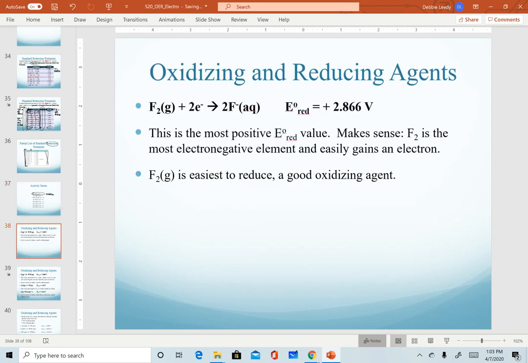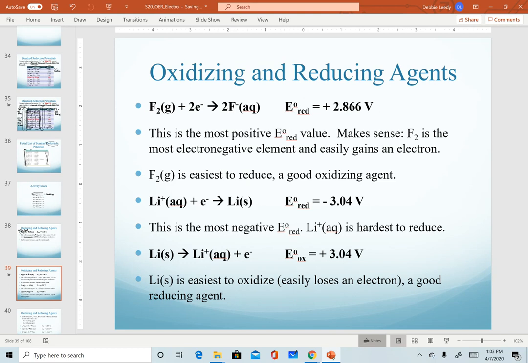So as a quick summary of the list that I gave you, fluorine is the best oxidizing agent, because of that list, it was the easiest substance to reduce. And hopefully the fact that it has the most positive reduction potential value makes sense. Remember that fluorine is the most electronegative element, and so it easily gains electrons.